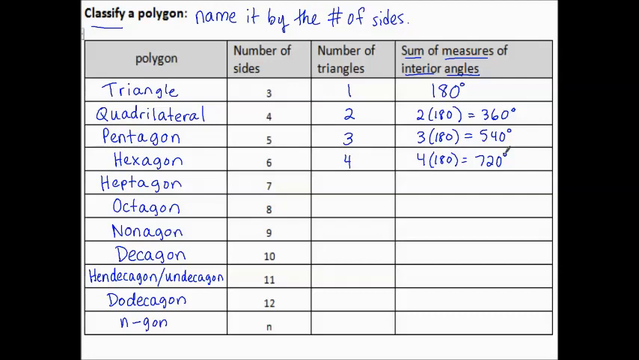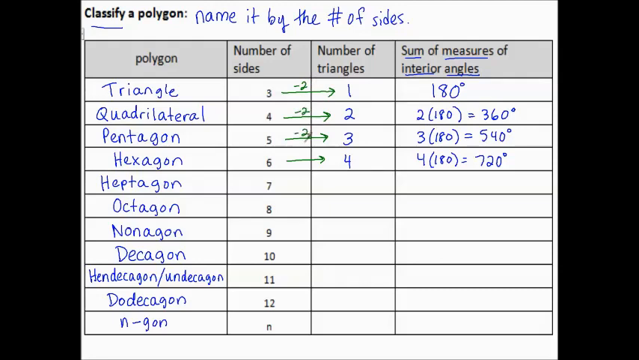Can you think of a rule for going from the number of sides to how many triangles that it makes? Let's look at what happens in each one. 3 sides to 1 triangle. 4 sides makes 2 triangles. 5 sides makes 3 triangles. What's the connection between this number of sides and this number of triangles? Do you see it? There you go. Subtract 2 each time.